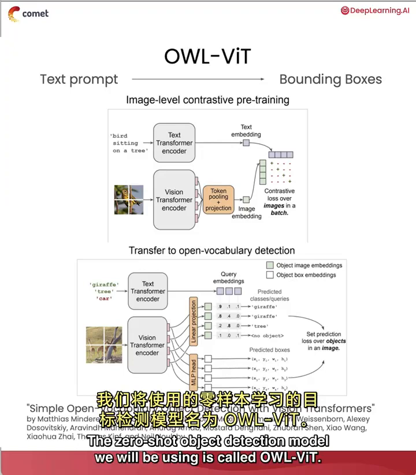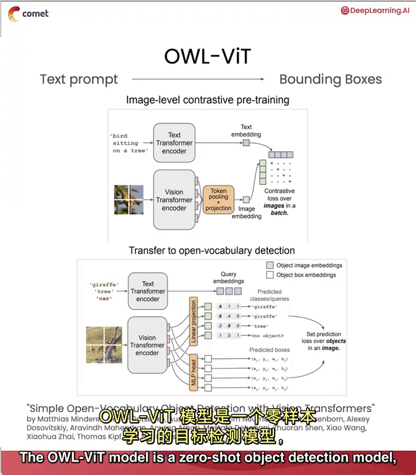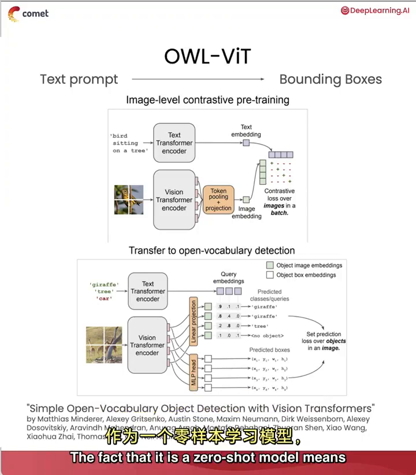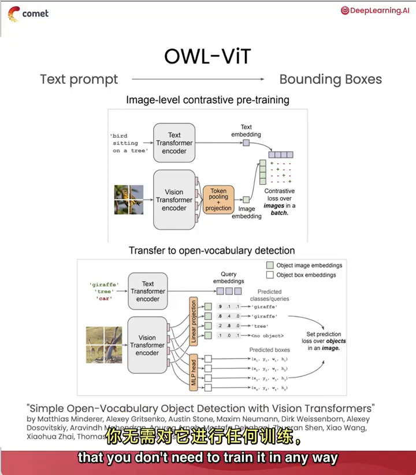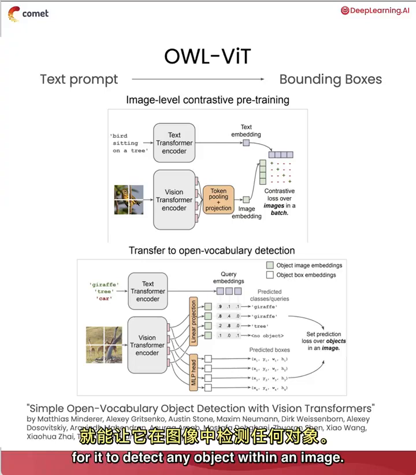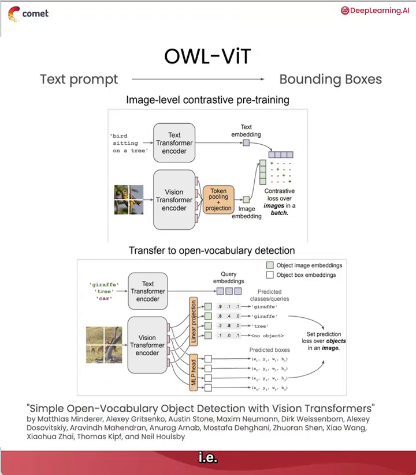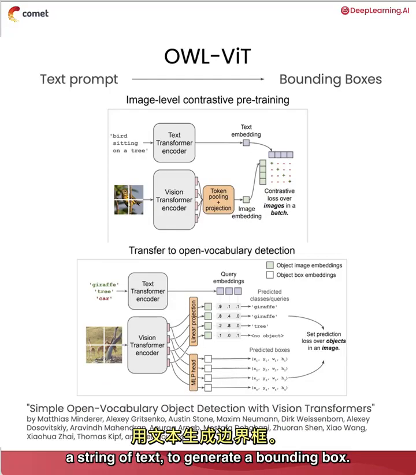The zero-shot object detection model we will be using is called OWL-ViT. The OWL-ViT model is a zero-shot object detection model, meaning it can detect objects within an image based on simple text prompts. The fact that it is a zero-shot model means that you don't need to train it in any way for it to detect any object within an image. The way we will be using OWL-ViT within this lesson is by using a text prompt, i.e. a string of text, to generate a bounding box.